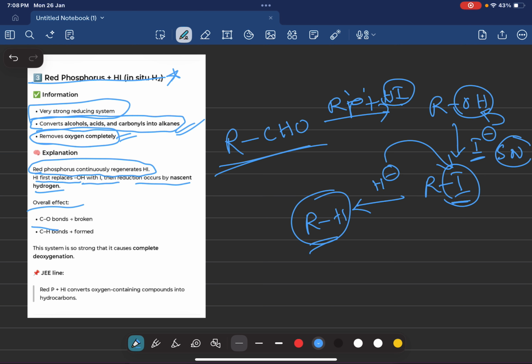So the overall effect: C-O bonds are broken and C-H bonds are formed, and this system is strong, which causes complete deoxygenation. That's why even a carbon compound which contains oxygen is easily converted into a hydrocarbon. Red phosphorus and HI convert oxygen containing compounds into hydrocarbons. Very, very important for JEE or NEET.